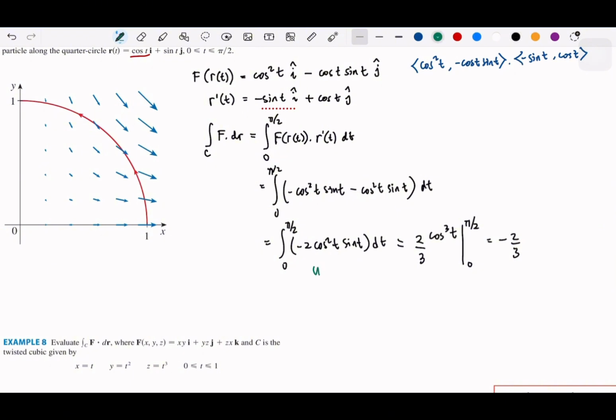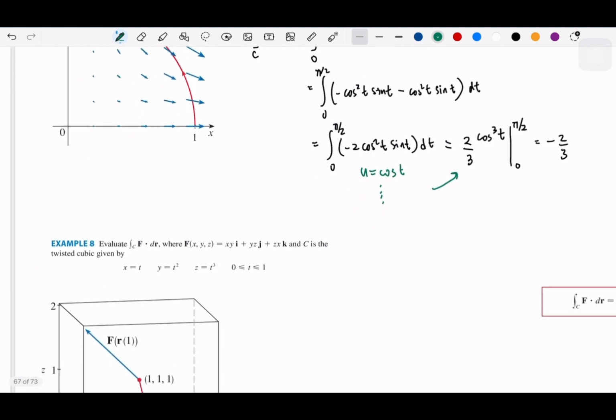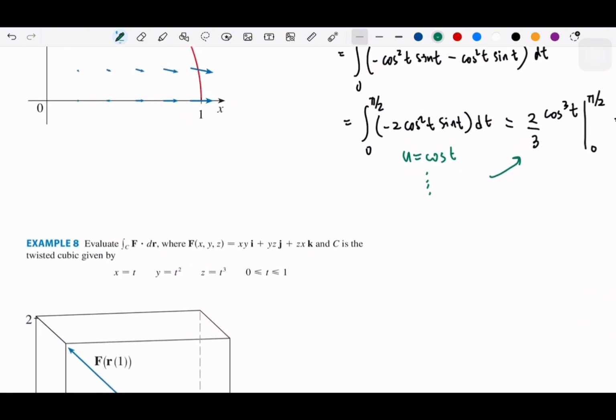You can use the substitution method, and you get this result. Okay, the second example is you have this. So you have the vector field F in three dimensions, with i, j, k, and then you have the curve C defined by these parametric equations.